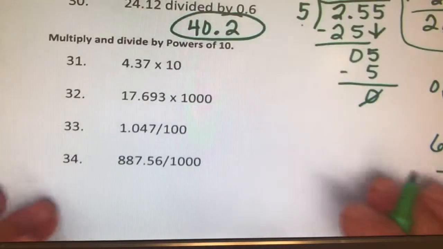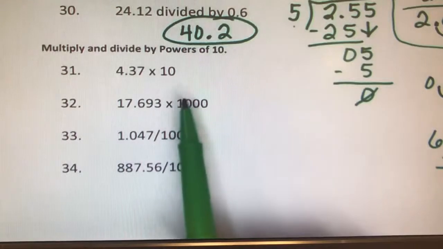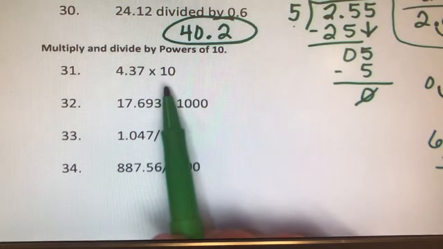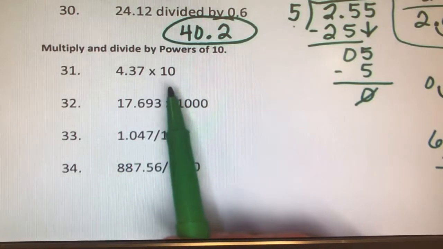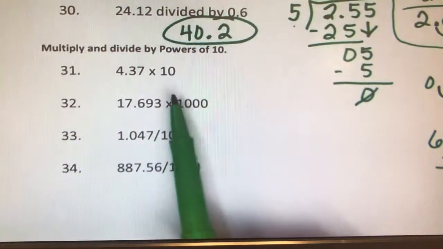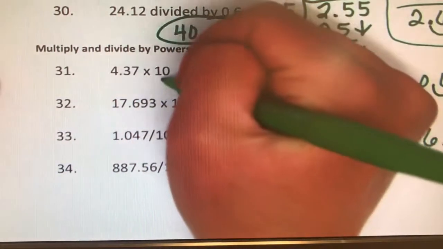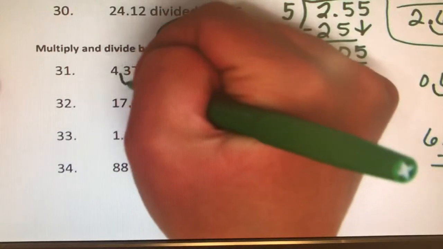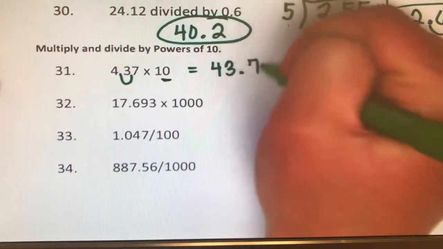All right, the very last thing we have is talking about multiplying and dividing by powers of 10, and this is actually the easiest thing because when you're multiplying by multiples of 10, all you really have to do is move the decimal to the right or left, however many zeros are in here. So for example, 4.37 times 10. If you're multiplying, think like you're getting bigger because you are. Multiplication is growing. So when you're multiplying, you move the decimal to the right. Since 10 has 1 zero, we move it to the right one place. So this becomes 43.7.